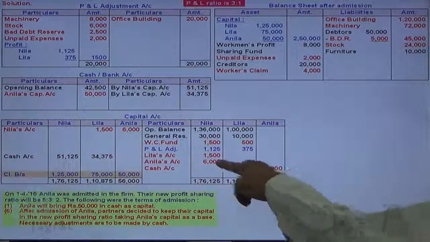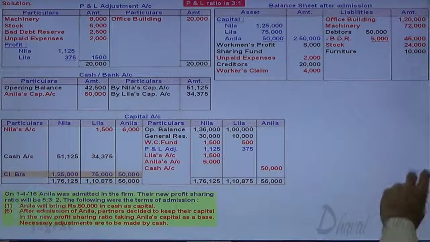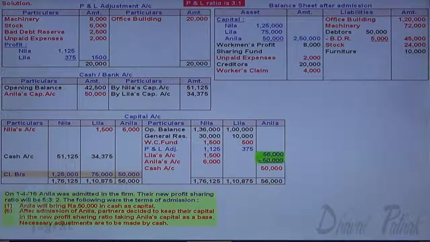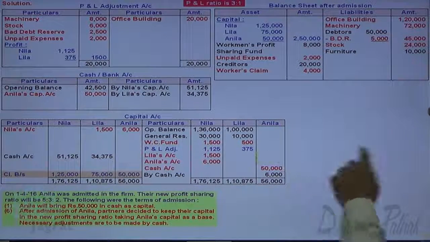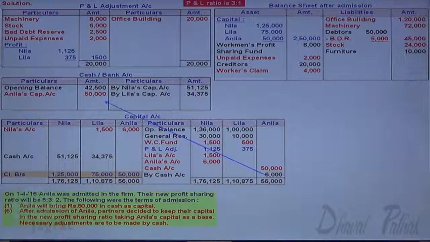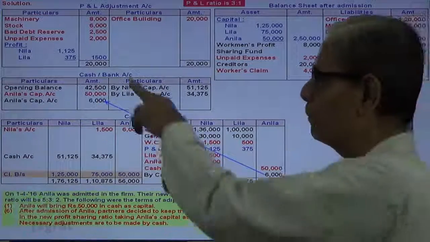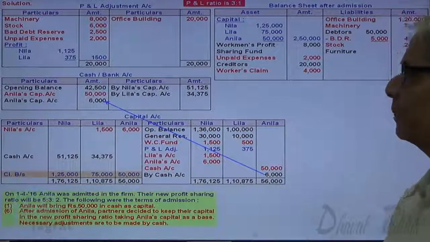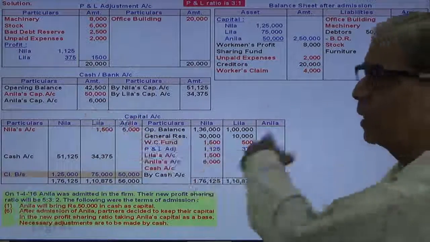The amount that stands credited to her account is 50,000. So she is required to bring 56,000 minus 50,000, 6,000 cash that she is supposed to bring. So cash account debit to Anila's capital account. This is how the capital account gets closed.